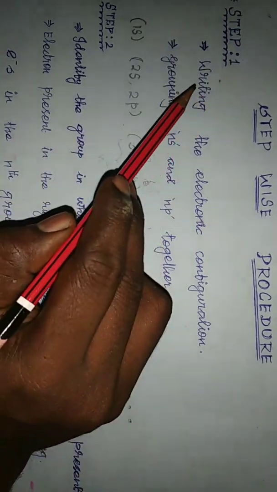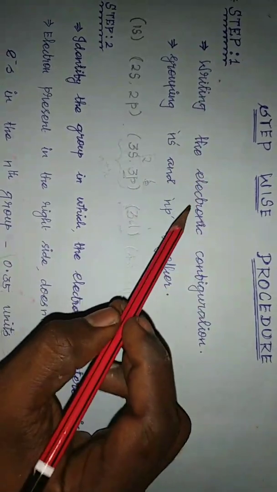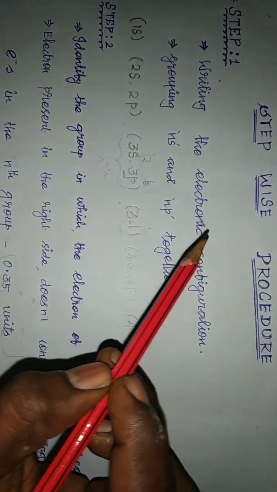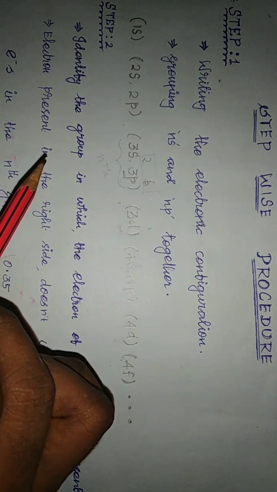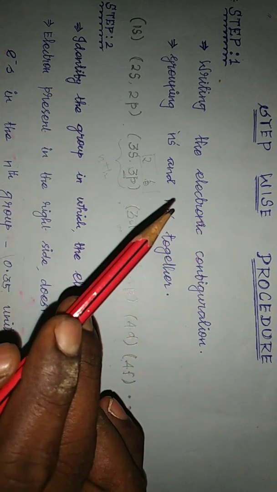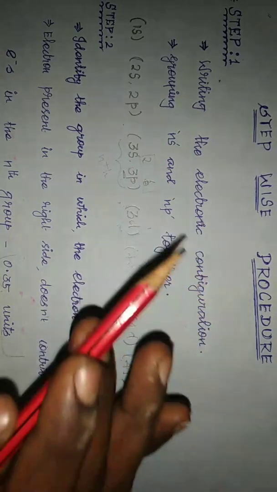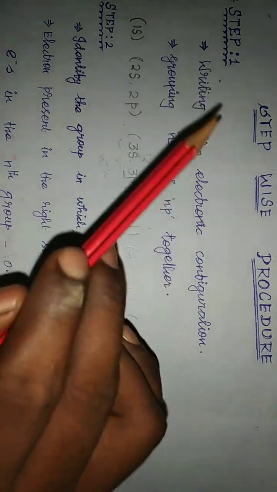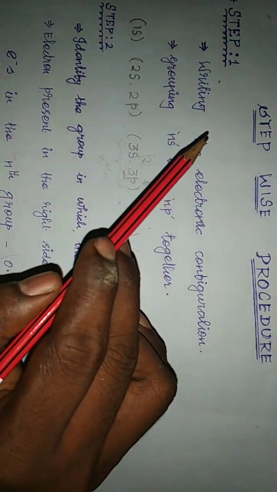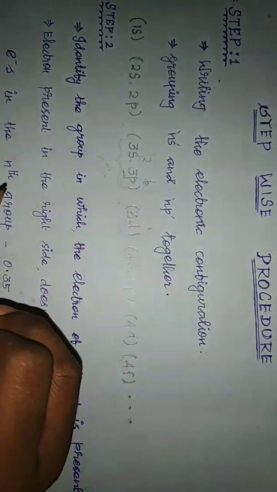Step 1, or rule 1, says that we have to write the electronic configuration of the atom for which you are going to calculate the effective nuclear charge. அதாவது நீ எந்த எலக்ட்ரானுக்கு effective nuclear charge கண்டுபிடிக்க போறியோ அந்த ஆட்டத்துடைய complete electronic configuration we have to write. That is the initial step involved in the calculation of effective nuclear charge. Writing the complete electronic configuration.